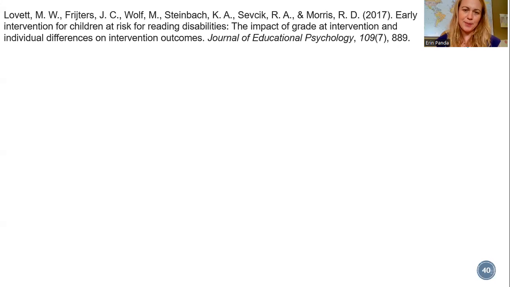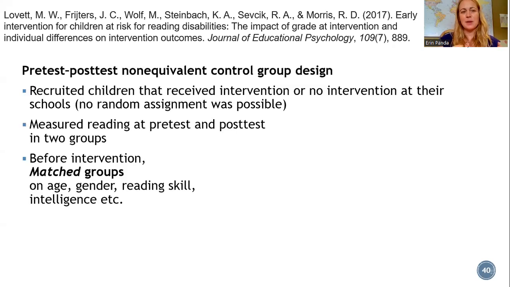So I'm going to give you an example from a research study that was published in a highly reputable journal called the Journal of Educational Psychology that did just this. They did a pretest, post-test non-equivalent control group design. They recruited children that were either at a school that offered intervention or at a school that didn't offer intervention. So this is why it's not an experiment, because we can't control who's getting what. But in this design, they measured reading in their two groups at 2 points in time, before and after intervention.